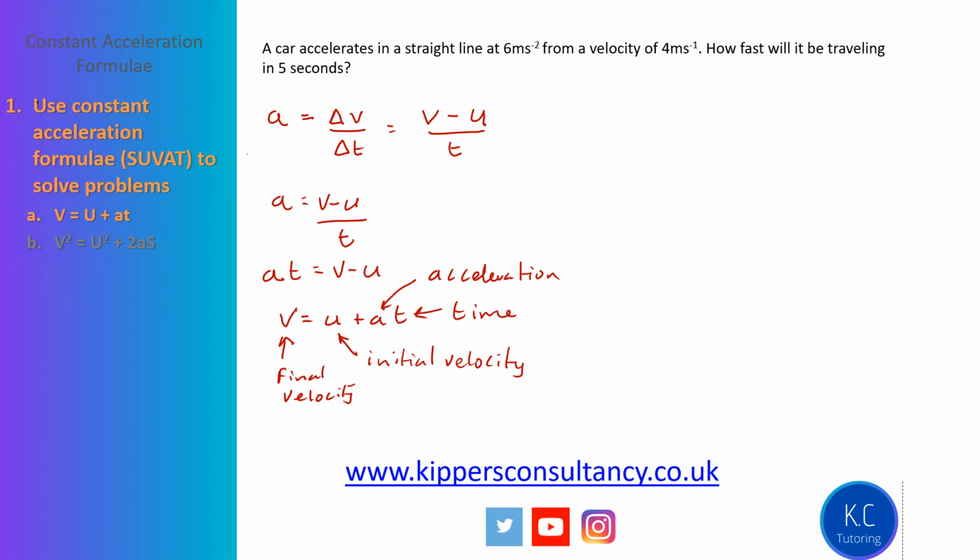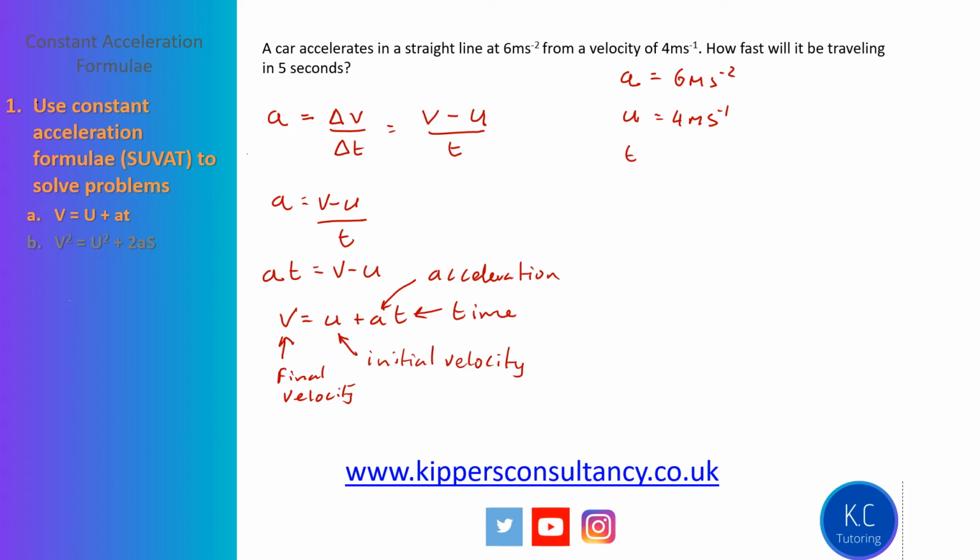So in our question, a car accelerates in a straight line at 6 meters per second squared from a velocity of 4 meters per second, and we need to find out how fast it will be travelling in 5 seconds. Let's first of all write down the information in the question. So the car accelerates in a straight line with an acceleration of 6 meters per second squared from a velocity of 4 meters per second. So that sounds to me like the initial velocity is 4 meters per second. How fast will it be travelling in 5 seconds?